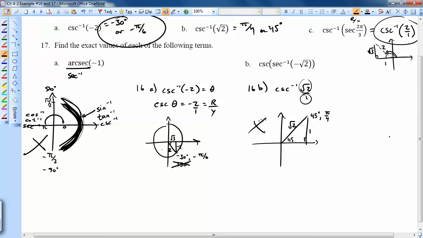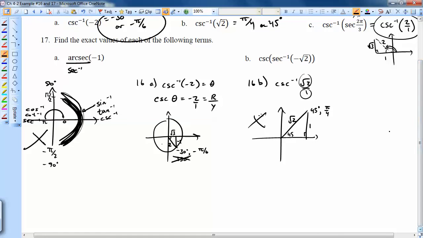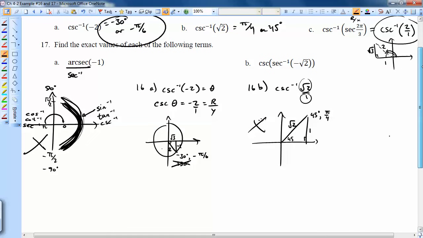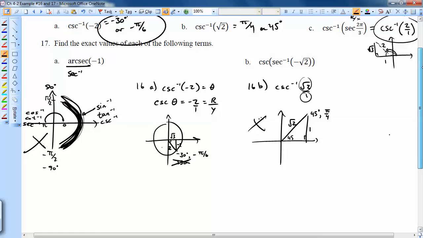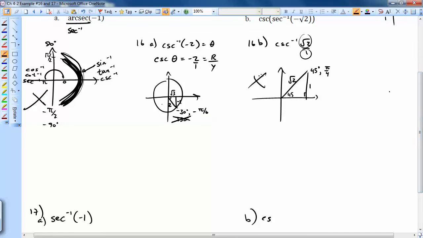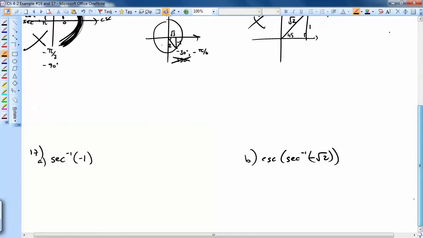Okay, so let's look at 17. So I'm just going to move down here and rewrite 17. So 17 says find arcsec, which is secant inverse of -1 for A. And let's see, what did B say? B said find cosecant of secant inverse of -√2. So cosecant of secant inverse of -√2. All right, we'll see what happens.